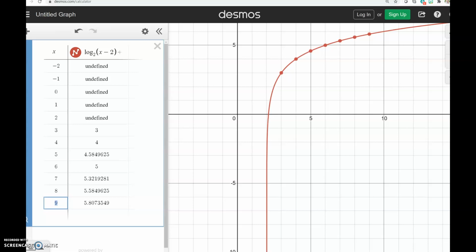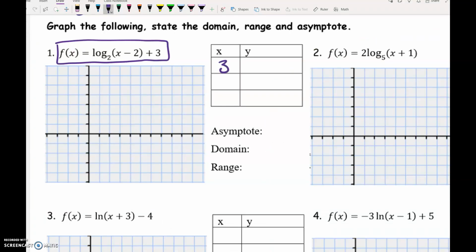(3, 3), (4, 4), and then (5, 4.6). And then I'm also going to write down (6, 5). So I'm going to write down 4 points. So here I've got (3, 3), (4, 4), (5, 4.6), and (6, 5).